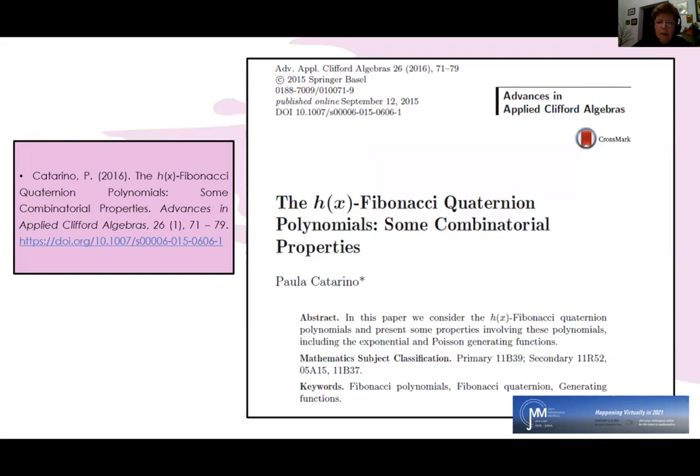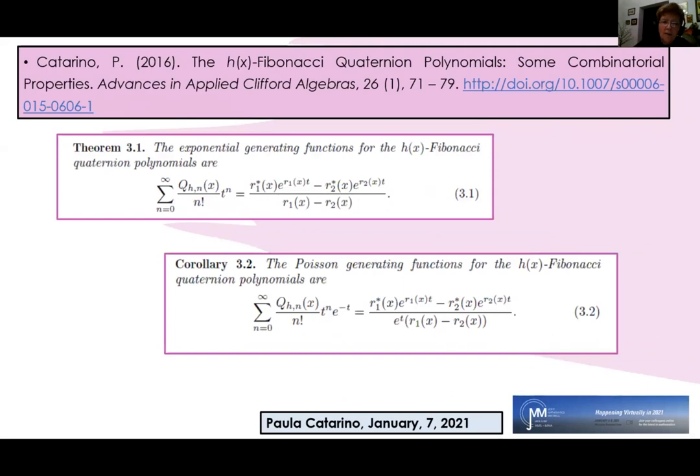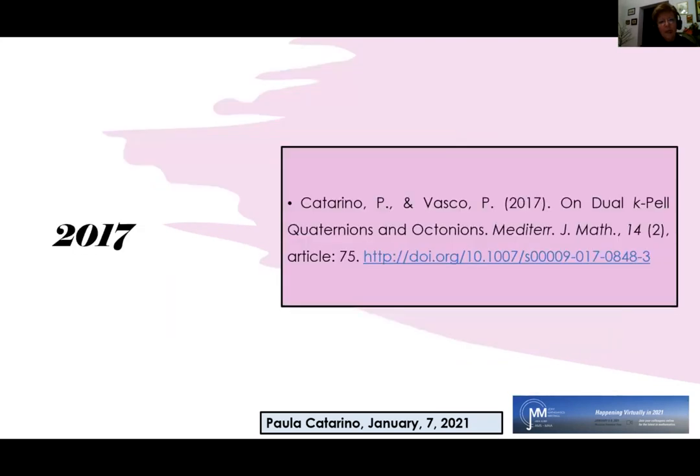In a third paper about some combinatorial properties of this sequence, like we have in the abstract, we present some properties involving these polynomials, including the exponential and Poisson generating functions. We have here some of their combinatorial properties. Here, the sum of the first n terms of this sequence is given by this expression, and also this combinatorial property. Again, the exponential generating function is given by the first expression in theorem 3.1, and as a corollary of this, of course, we have the Poisson generating function of this kind of sequences.